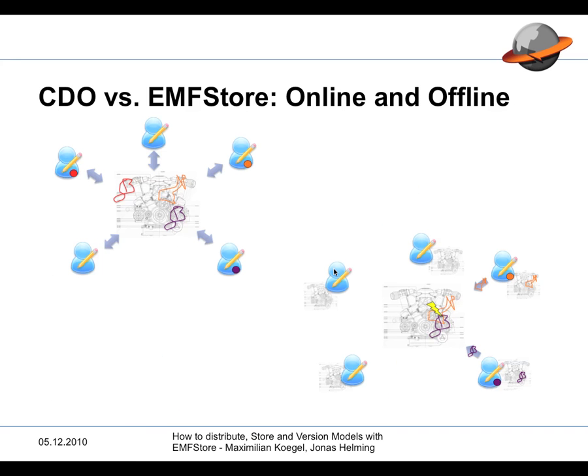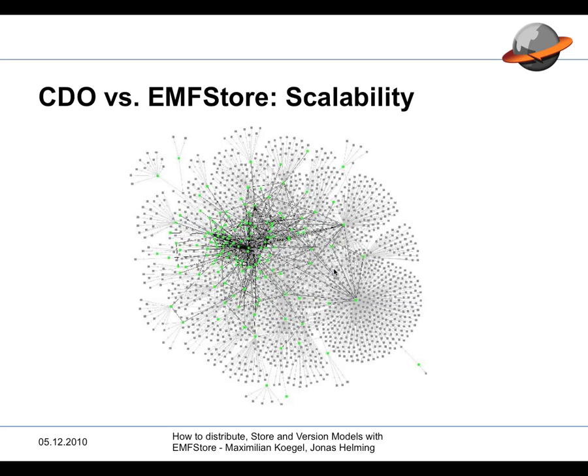Now you might ask, okay, there is already a model repository called CDO, so what's the difference? The main difference is online versus offline. So the CDO model repository basically always works online, and this is in the upper left corner, and in the lower right corner you can see offline collaboration. The CDO repository is very scalable. So it supports an advanced mode where the objects can be garbage collected, which is not the case with the normal EMF and also not the case with the EMFStore.